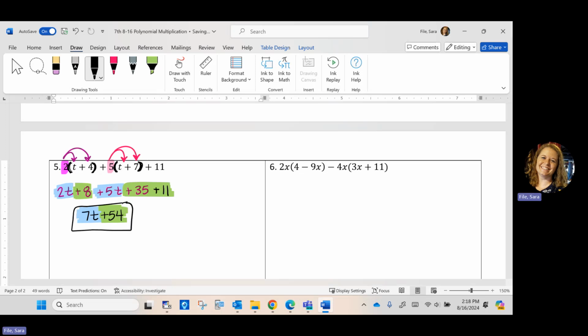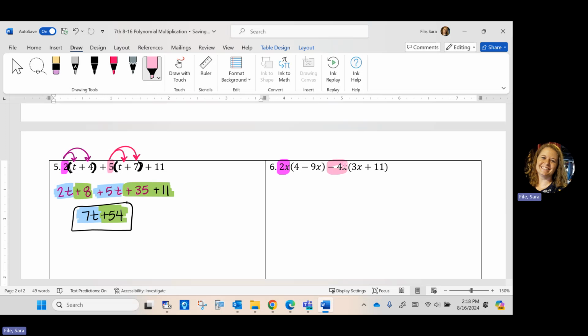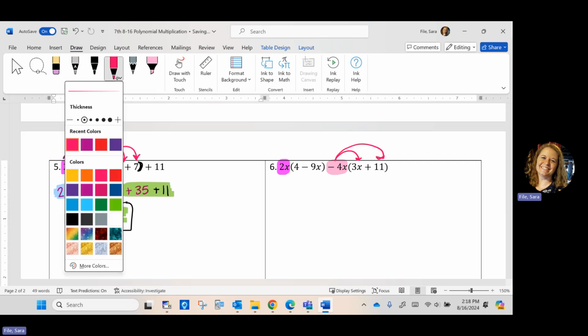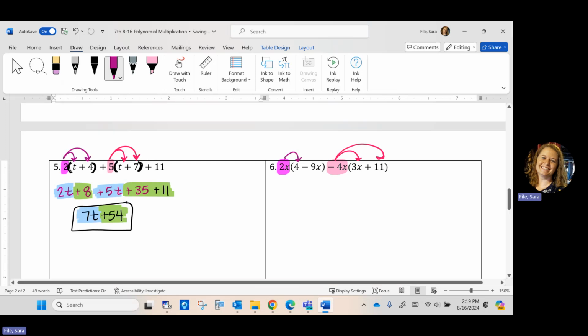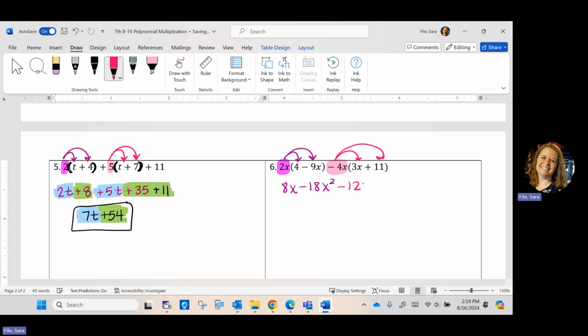All right, last one, last but not least, same concept. There are 2 monomials with different sets of parentheses that they need to be distributed to. What you need to be real careful of on this one is that you get that negative with the 4x, okay? Because the negative has to be distributed as well. Okay, so in this first set, 2x times 4 is 8x. 2x times negative 9 is negative 18x squared. And then in the second set, we've got negative 12x squared and then negative 44x.